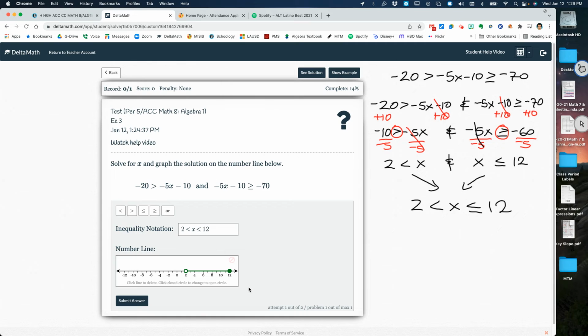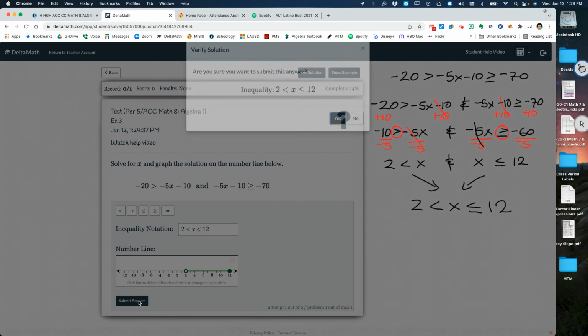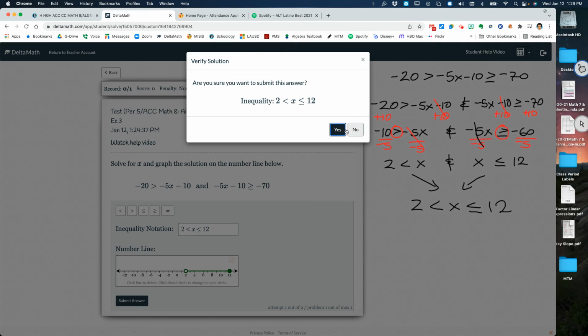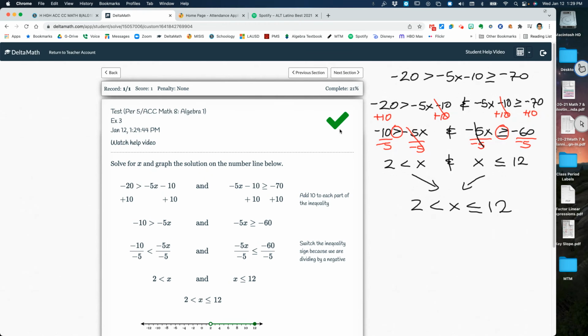Okay, so we're going to try this. This one has me a little nervous. Lots of places we could have made mistakes. Let's check it out. Voila. All right, we got it. Okay, last one.